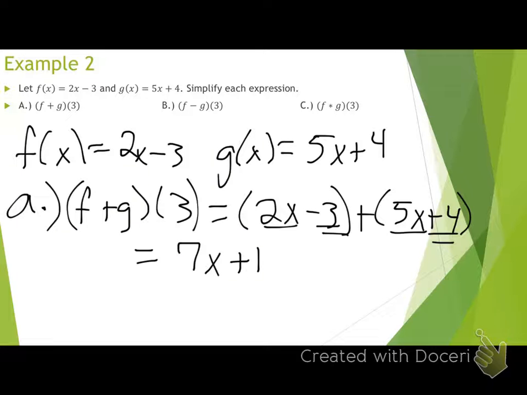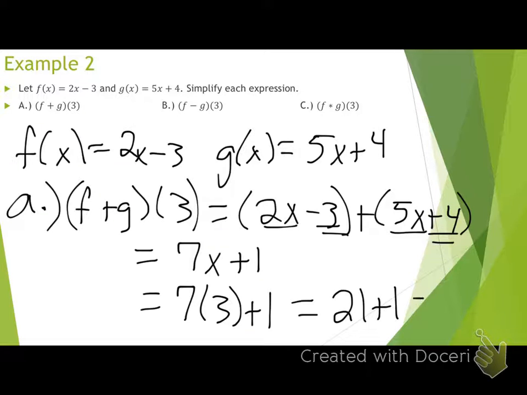But that's not what it wants me to find, is it? It doesn't want me to find f plus g of x. It wants me to find f plus g of 3. They replace the x with 3. So what do you think I need to replace my x with? 3. Just like that, right? Took the x out, put 3 in its place. 7 times 3? 21. 21 plus 1? 22. So f plus g of 3 equals 22. That's my answer.